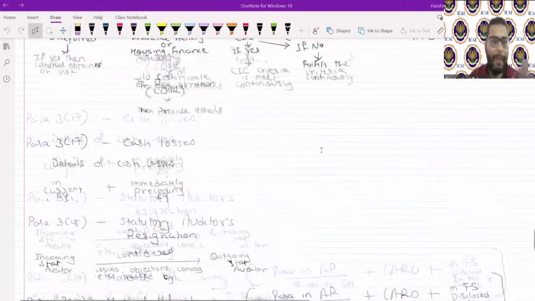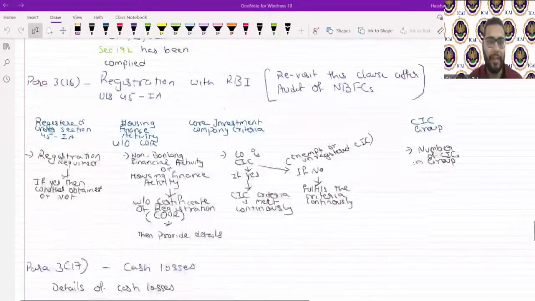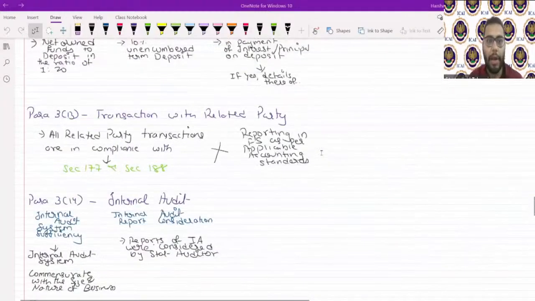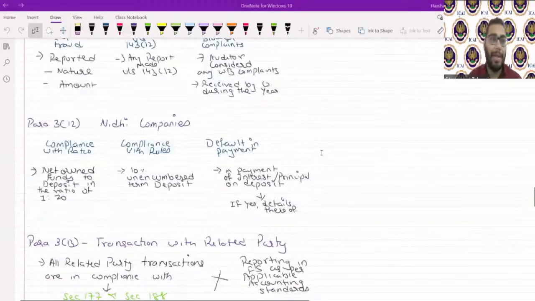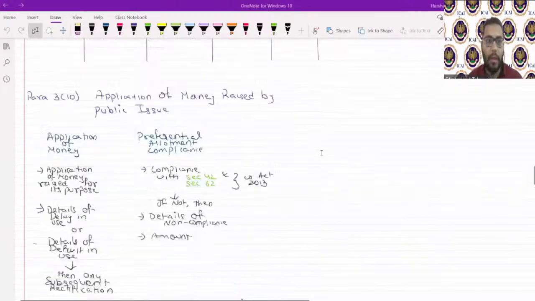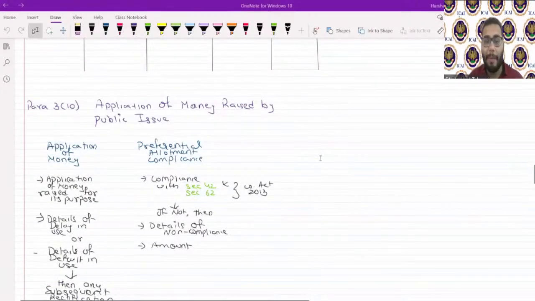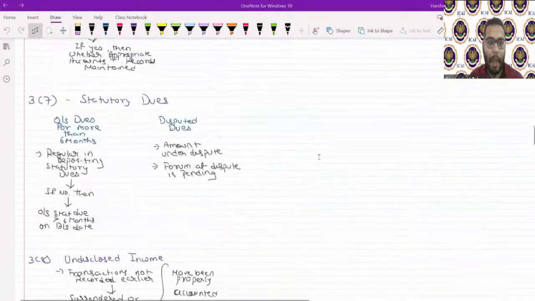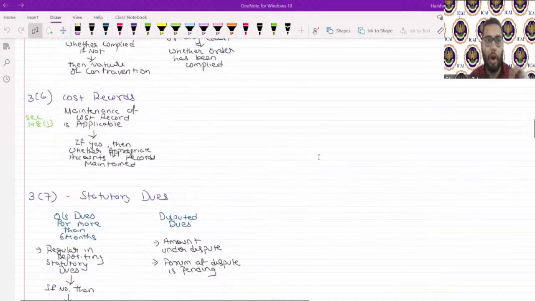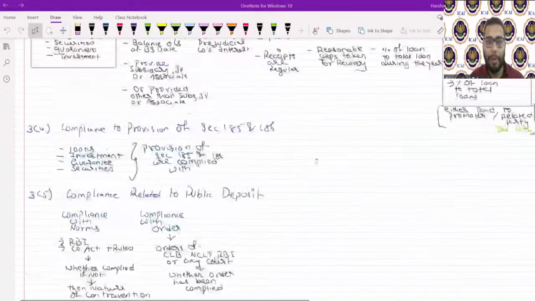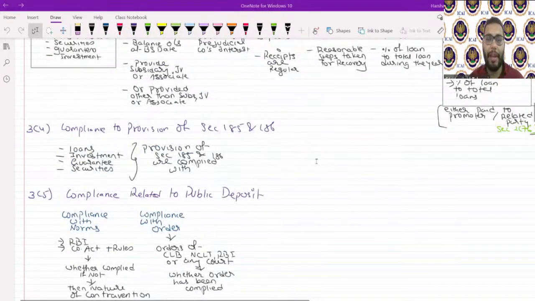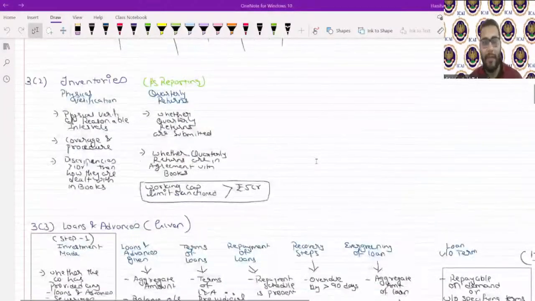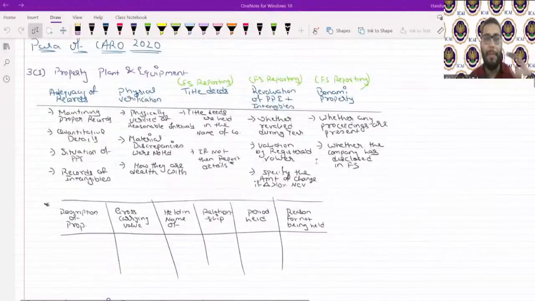So remember, we discussed cash losses, statutory auditors' resignations, registrations with RBI, non-cash transactions, internal audit, transactions with related parties, Nidhi companies, fraud reporting, then application of money raised by public issue, repayment of dues, that was the liability side, undisclosed income, statutory dues, cost records, compliance related to public deposits, compliance with the provisions of sections 177 and 188 of the Companies Act, loans and advances, inventories, and the first clause was property, plant and equipment.